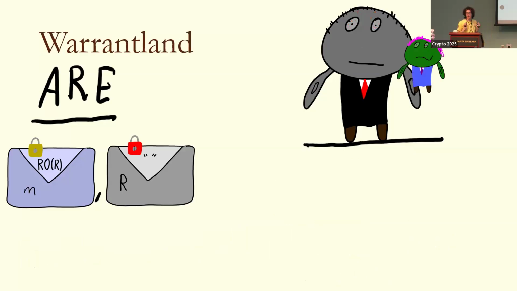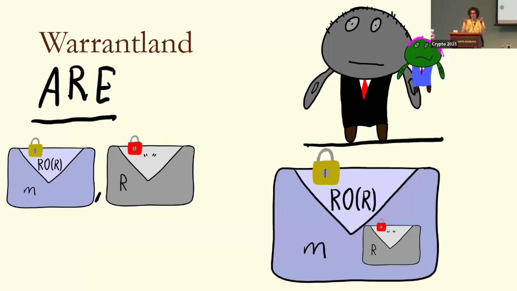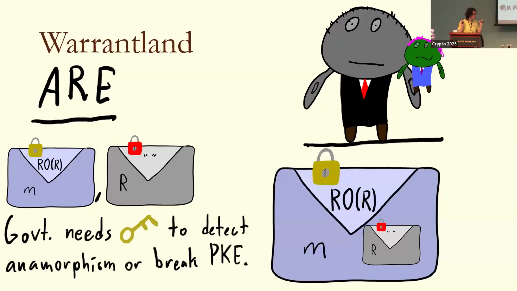For Warrantland, I promised a scheme that does not have a backdoor. This is not going to be the case of this scheme since the government can just read the randomness and thus break encryption. But we can solve this issue by just including this deterministic ciphertext inside of the first ciphertext instead of the honest one. And now the government really needs the secret key in order to either detect anamorphism or to break the public key encryption. So this backdoor doesn't actually help them for security reasons.